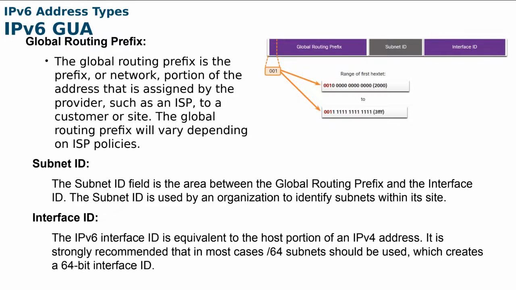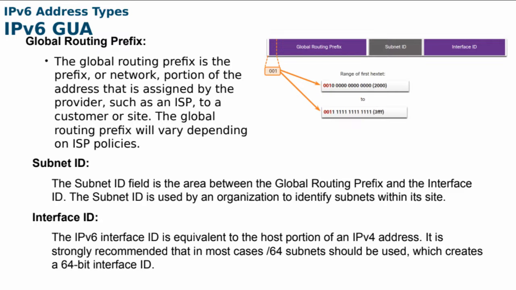You see here, this is a global routing prefix. The first 3 bits on the left are 0, 0, 1. So the range of the first hextet will be from this number to this number, from 2000 to 3FFF. This will be the range for the IP addresses in IP version 6 for the GUA.